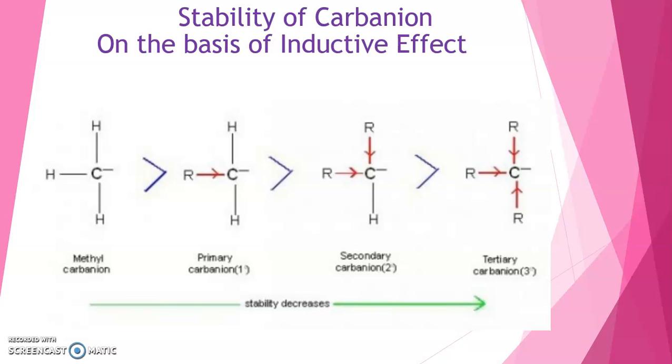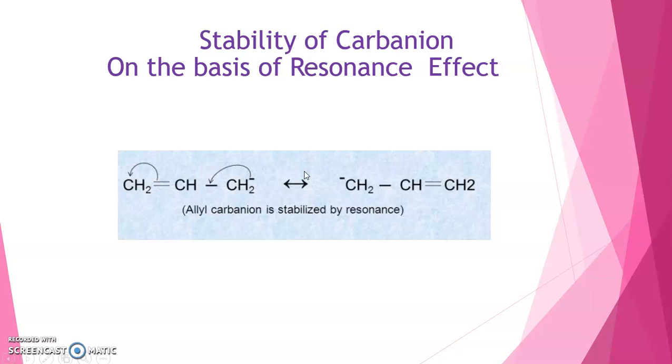And what do we predict from this inductive effect? The more the number of alkyl groups, the more unstable is that carbanion. So the stability order is methyl carbanion most stable, then primary, then secondary, and then tertiary.